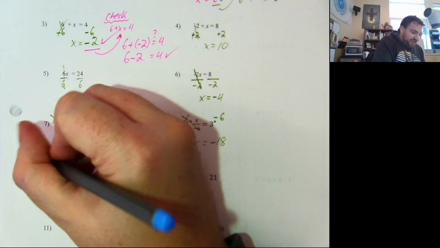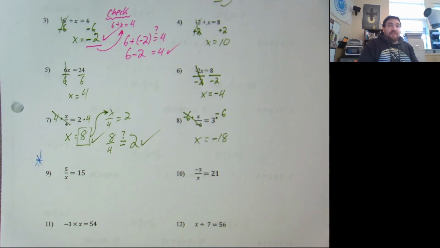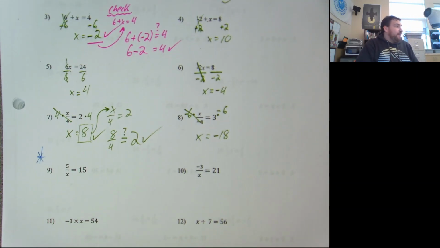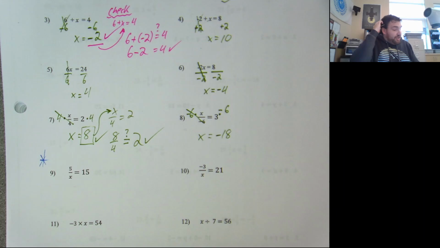Okay, we're going to toss a star right here, because the top did say one-step equations. These next two, I'm not going to do 11 and 12. We are going to do 9 and 10, though. These next two are not one-step operations. These are two.